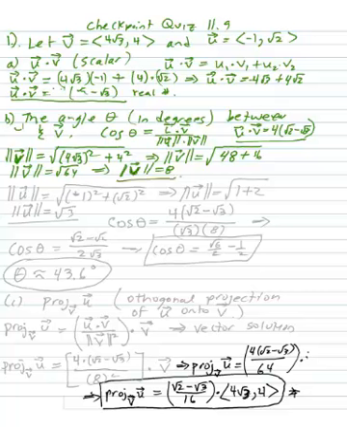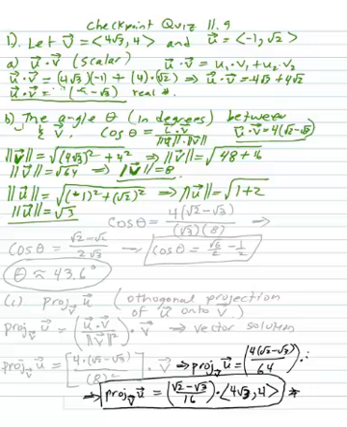Likewise, we can find the magnitude of u is going to equal the square root of -1 squared plus the square root of 2 quantity squared. And when you simplify, you find the magnitude of u is the square root of 1 plus 2, which can simplify as the magnitude of u is the square root of 3.